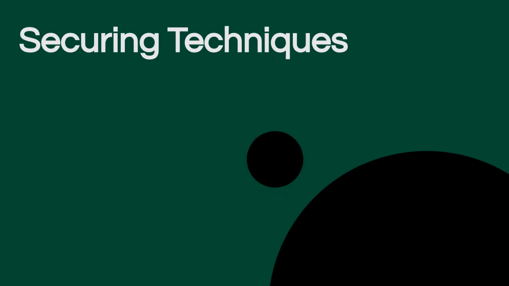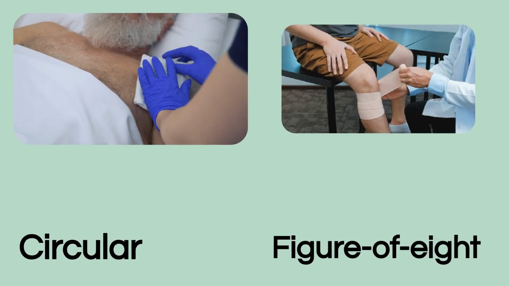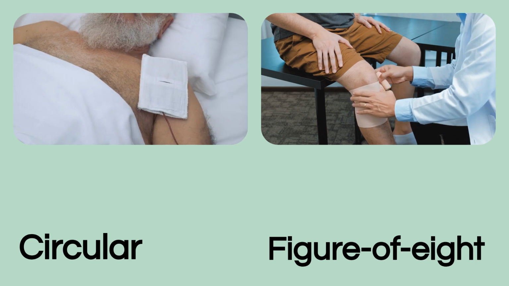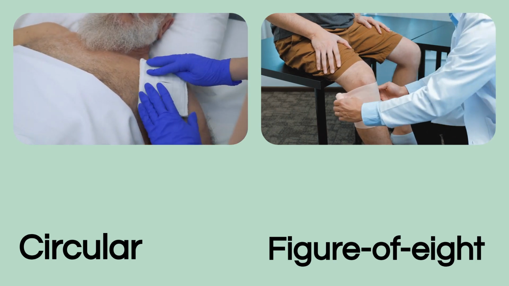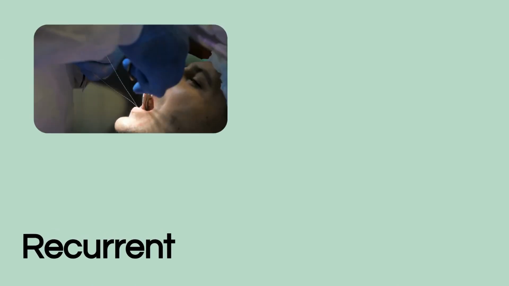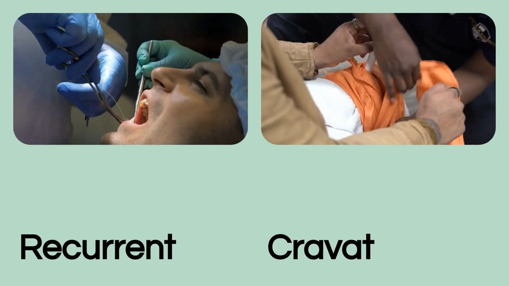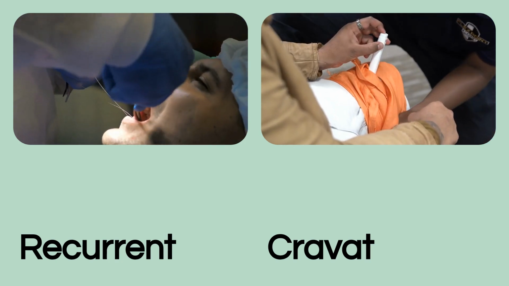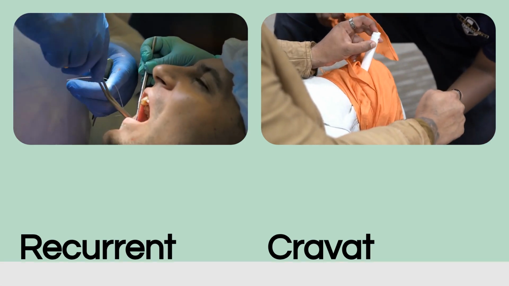The way you secure the dressing is vital. Let's look at the different bandaging techniques based on the injury location. Use the circular technique for firm support around a limb. The figure of 8 technique is best for securing dressings over moving joints like the knee or elbow. The recurrent method is specifically used for the scalp or amputated finger stumps. A cravat or triangular fold is ideal for head or limb injuries.